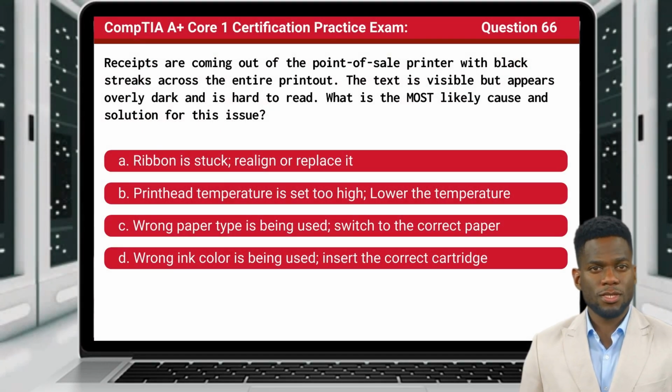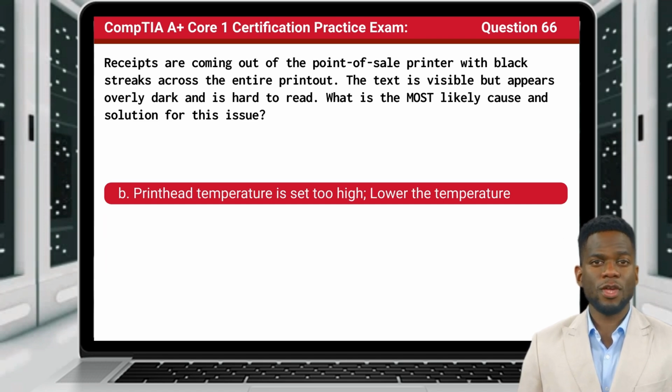Question 66. Receipts are coming out of the point-of-sale printer with black streaks across the entire printout. The text is visible but appears overly dark and is hard to read. What is the most likely cause of this issue? The answer is B. Printhead temperature is set too high. Lower the temperature.